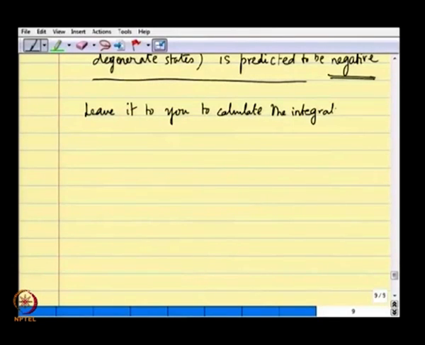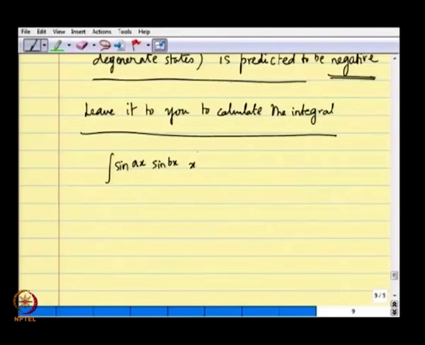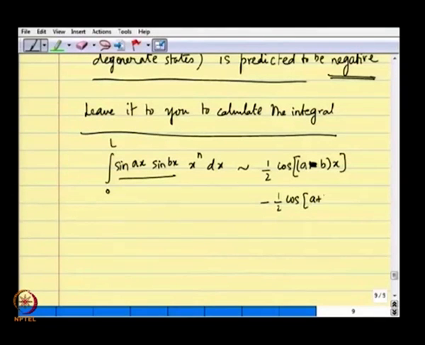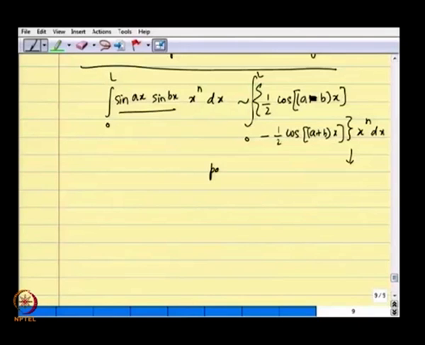It's a very simple form. Essentially, if you recall, an integral of this nature, sin a x sin b x, x raised to n, 0 to L dx, one simple way is to write this, since it's a sin sin product, using the double angle formula, namely 1 by 2 cos (a minus b) x minus 1 by 2 cos (a plus b) x, multiplied by x raised to n, integral 0 to L dx, and then cos x times x raised to n can be done using partial integration.